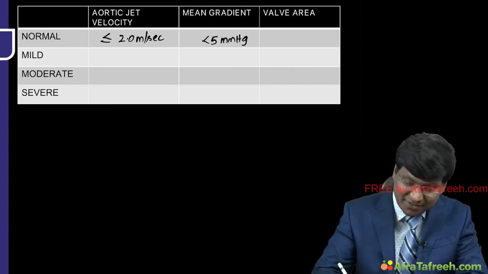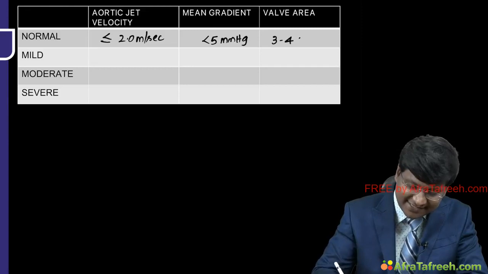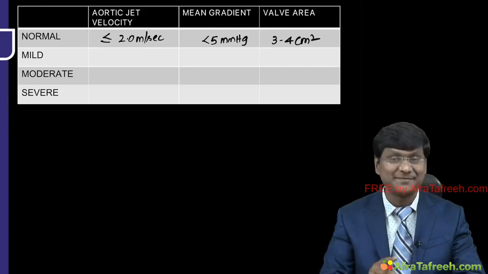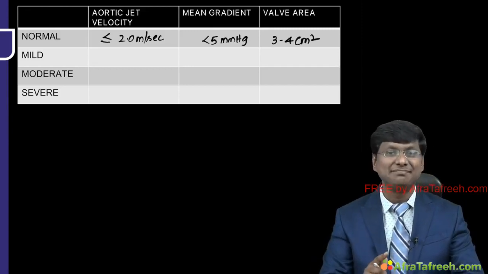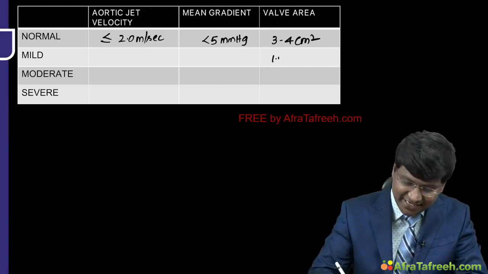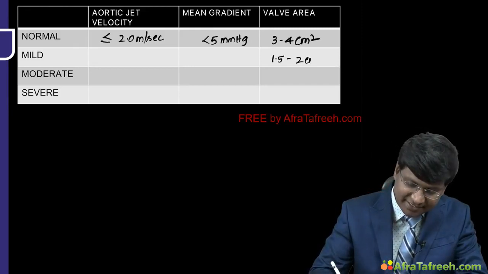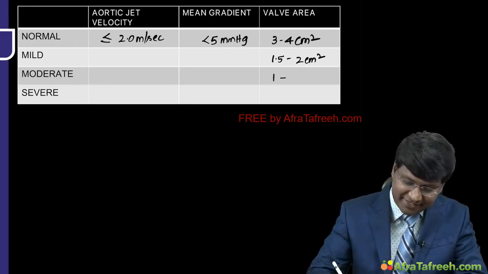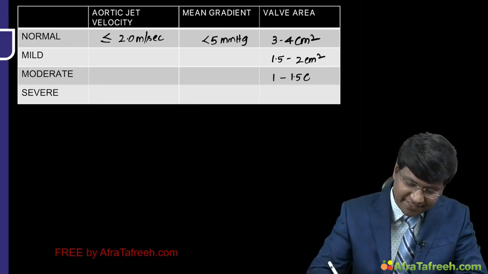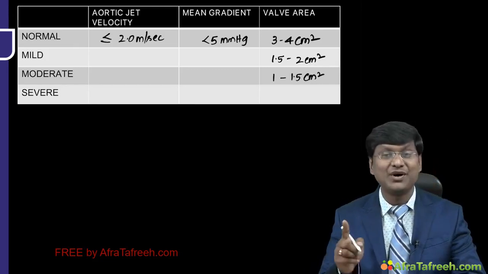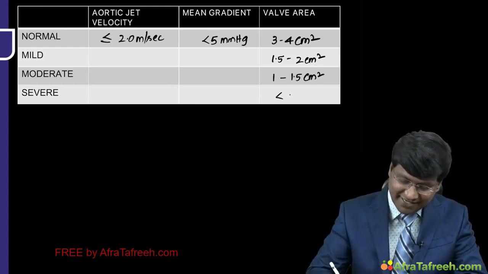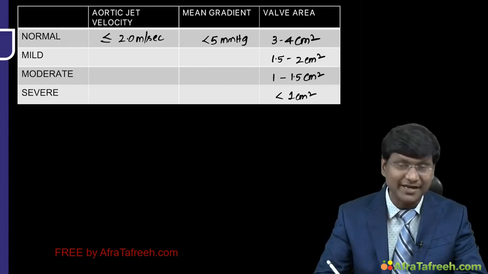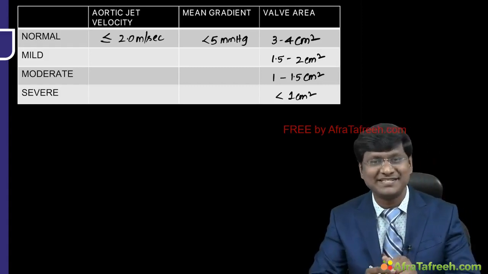And how much is the normal valve area we have discussed? That is 3 to 4 centimeters square. And when do we use the term mild? That is when the valve area is 1.5 to 2 centimeters square. When do we call moderate? That is when the valve area is around 1 to 1.5 centimeters square. And when do we call severe? That is when the valve area is less than 1 centimeter square. We call it severe aortic stenosis.